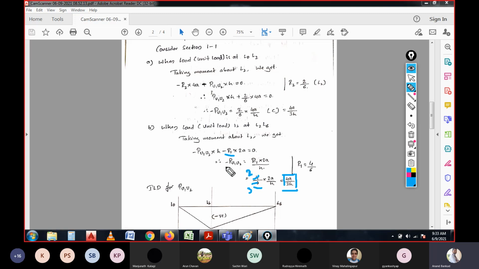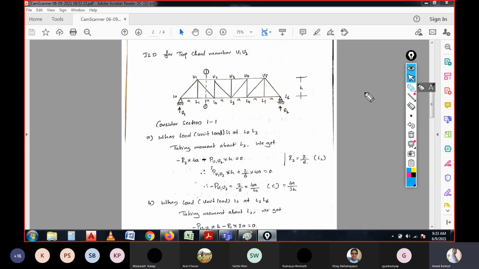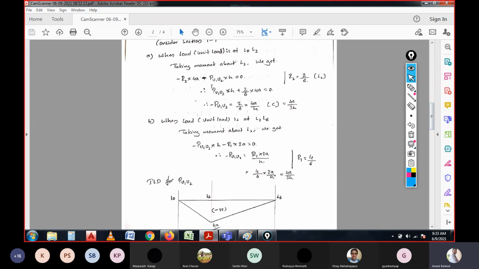So once the value of P1 U2 is 4a by 3h, when the unit load is acting at the position L2. Similarly, if it is at L1, we can observe the similar case for reaction R1 and reaction R2. If these reactions are considered in the equation we have derived, that will be the value of the inclined diagram at that point.